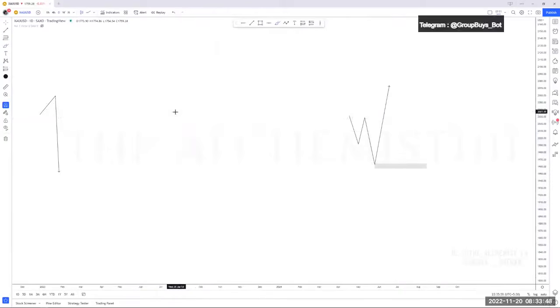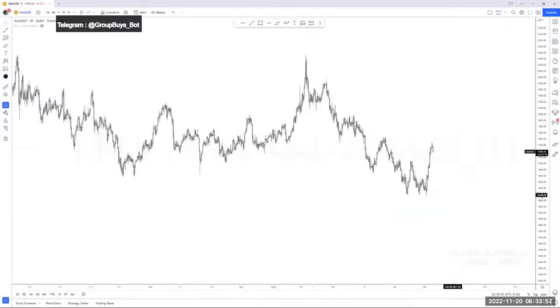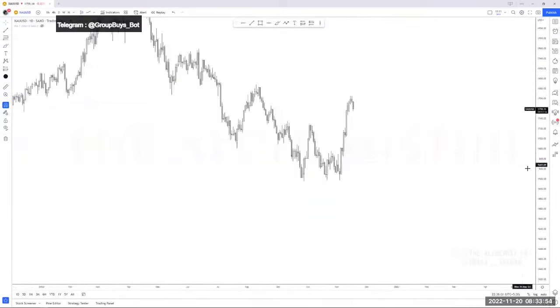So can you understand this? Support, resistance, and all that stuff. Yes. Now let's see how we can get some good entries with this.